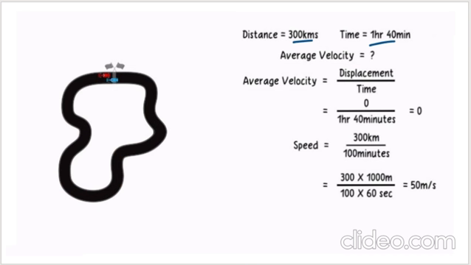What about the speed? Now 300 kilometers divided by 100 minutes. 1 hour is 60 minutes, so 60 plus 40 is 100 minutes. So what can I do is 300 into 1000 meters, divided by 100 into 60 seconds, that is 100 minutes. So I will get 50 meter per second. Okay, so that is the speed.